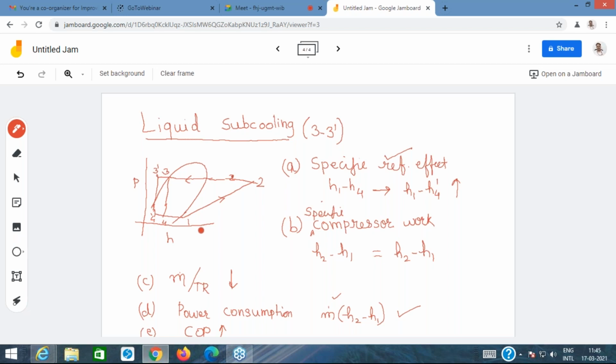So you see from this that H2 minus H3 was the heat rejected in the condenser earlier. Now the heat rejected would be H2 minus H3 dash. So the heat rejected earlier was H2 minus H3. Now it has increased to H2 minus H3 dash, meaning that the duty, the capacity of the condenser, has increased. This would lead to an increase in the size of the condenser.